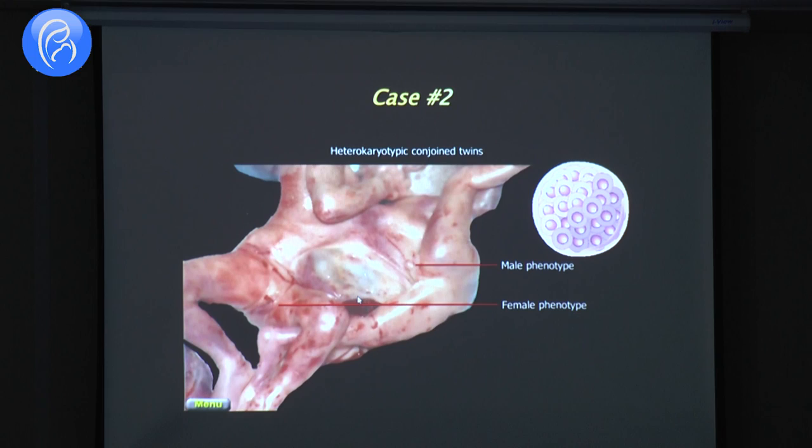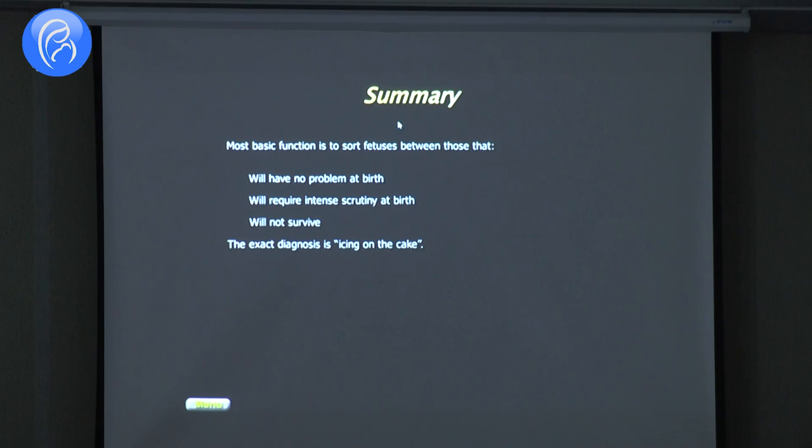So to sum up, your most basic function is to sort fetuses between those that will have no problem at birth, and these can be delivered in a small hospital far away, doesn't matter. Those that will require intense scrutiny at birth, and those need to go to the big hospital where they can have pediatric cardiologists and they can have an intensive care nursery. And those who will not survive, and there's no point in making a lot of effort to try to save those babies. And the exact diagnosis is really the icing on the cake. This is what makes prenatal diagnosis such a fun specialty, because you can anticipate a rare anomaly like that conjoined twin.